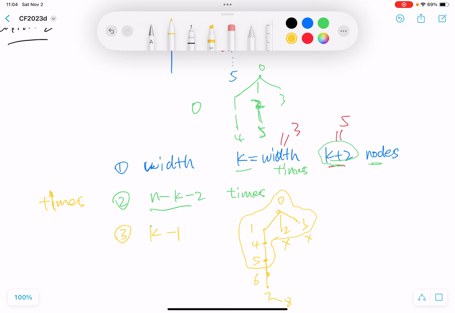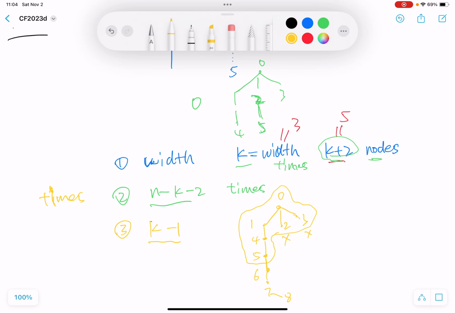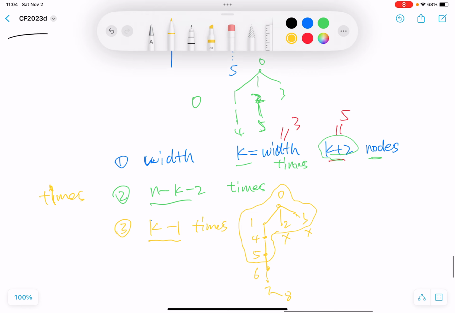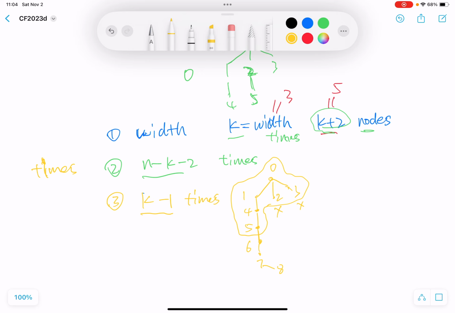So we need to add the child nodes one by one. There will never be a child node for node 2 and 3. So we only need to waste k minus 1 times. This is the kind of waste. Okay, this is all we need to query, the largest possible times we need to query. Actually, there is another detail.